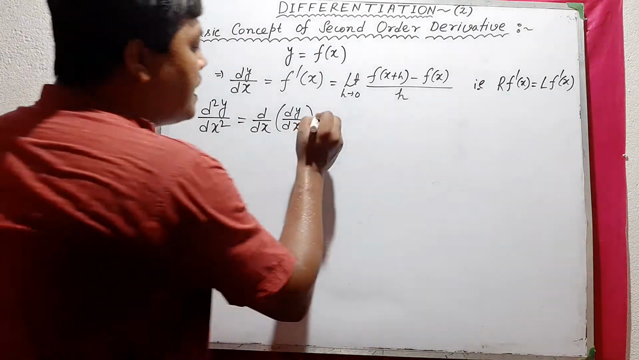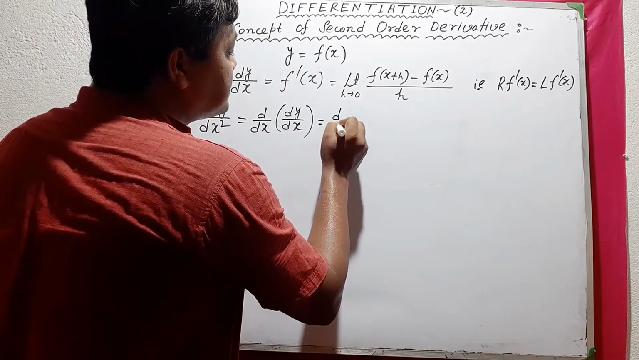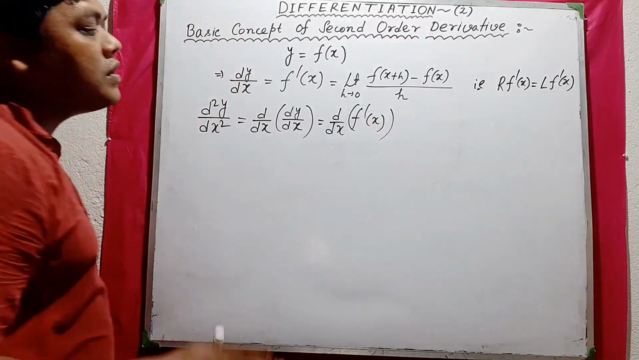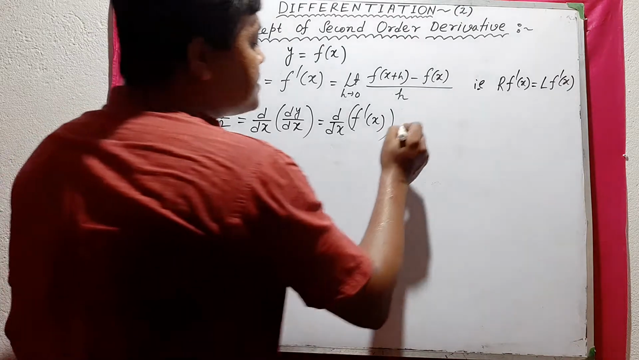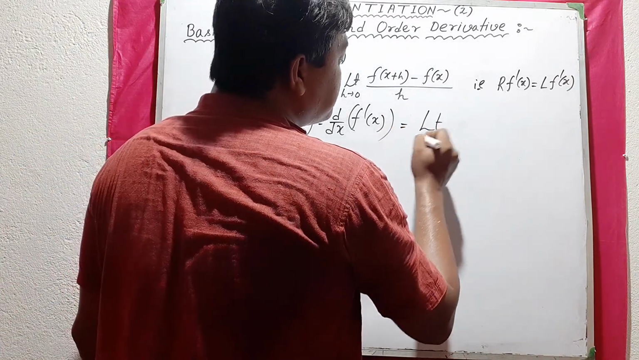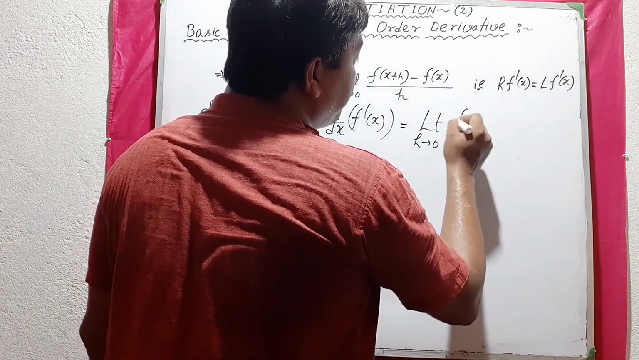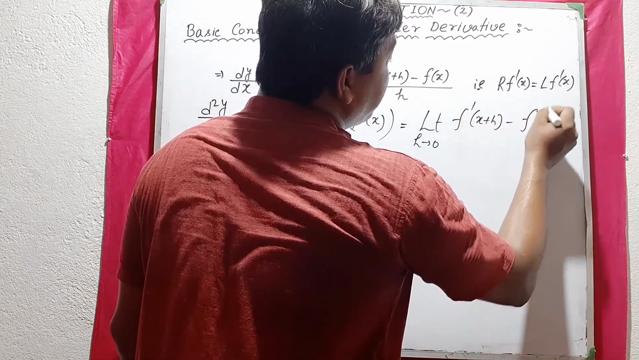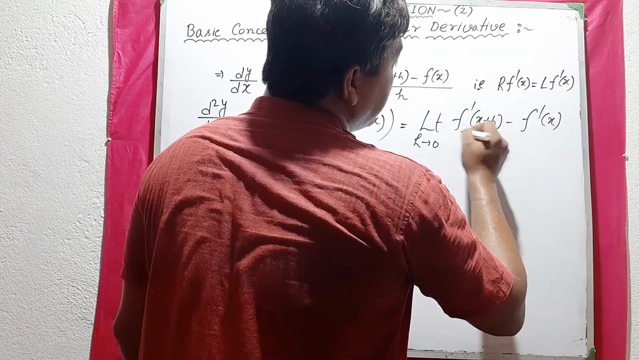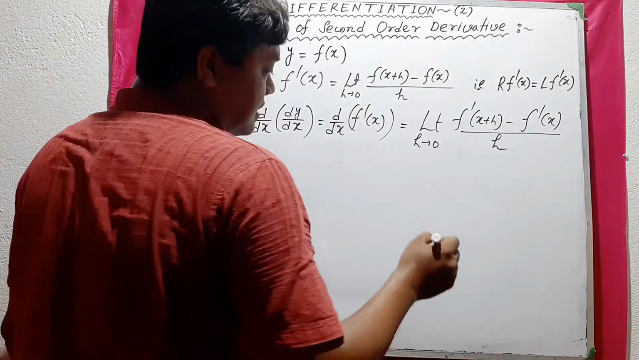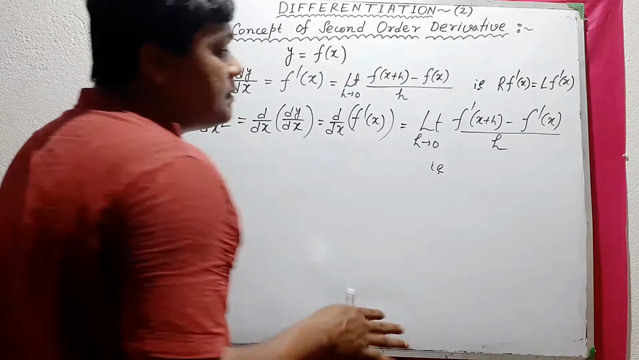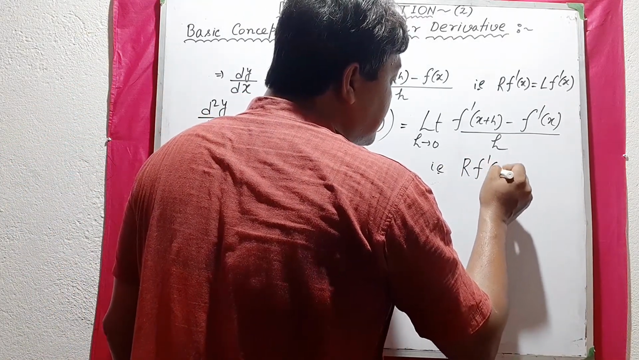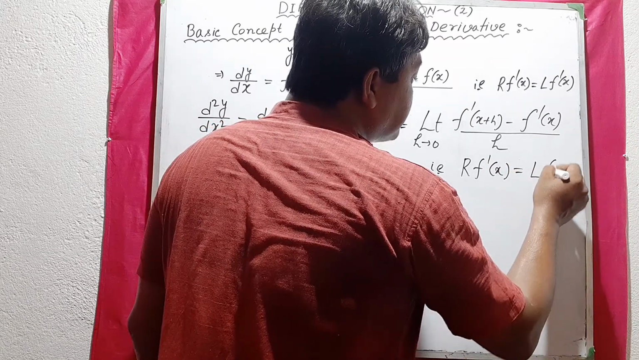d/dx. So similarly we can say d/dx of f dash x. If we consider the definition, it is the limit as h tends to 0 of f dash (x plus h) minus f dash x by h. That means this limit must exist, that means R f dash x equals L f dash x.